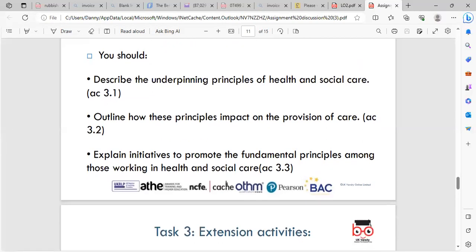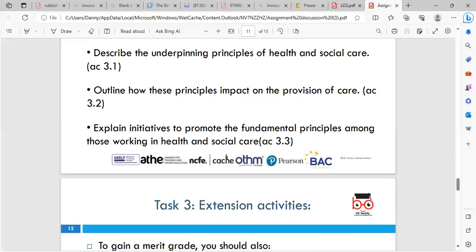Then we should be able to see you outline how these principles impact on the provision of care. So having identified the principles of health and social care, you have to outline how these principles impact the provision of care. You can get that in learning lesson 2, in the lectures as well.